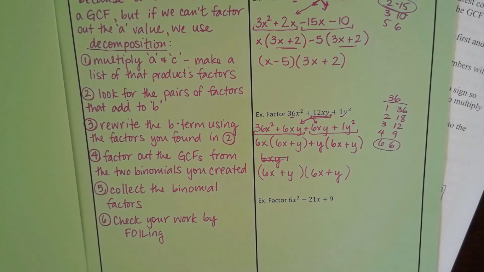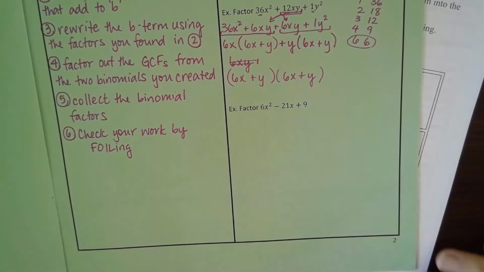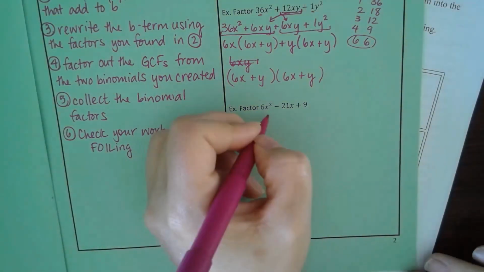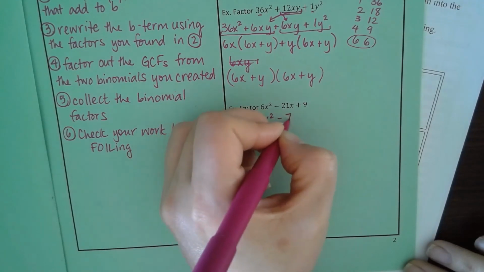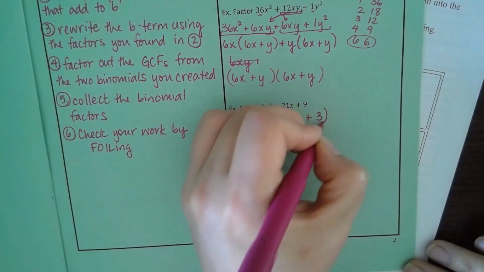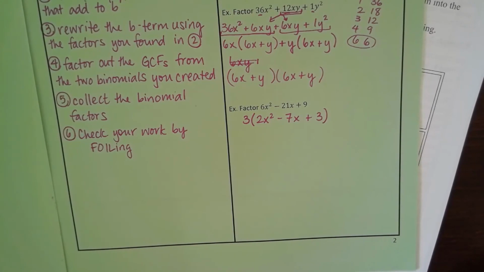All right, I'm going to make this one just a little bit easier. It has a greatest common factor. I don't know if you can see that right off the bat, but 3 goes into each of these numbers. If I factor out the 3, I'm left with 2x squared minus 7x plus 3. Well, okay, we'll work with this one.